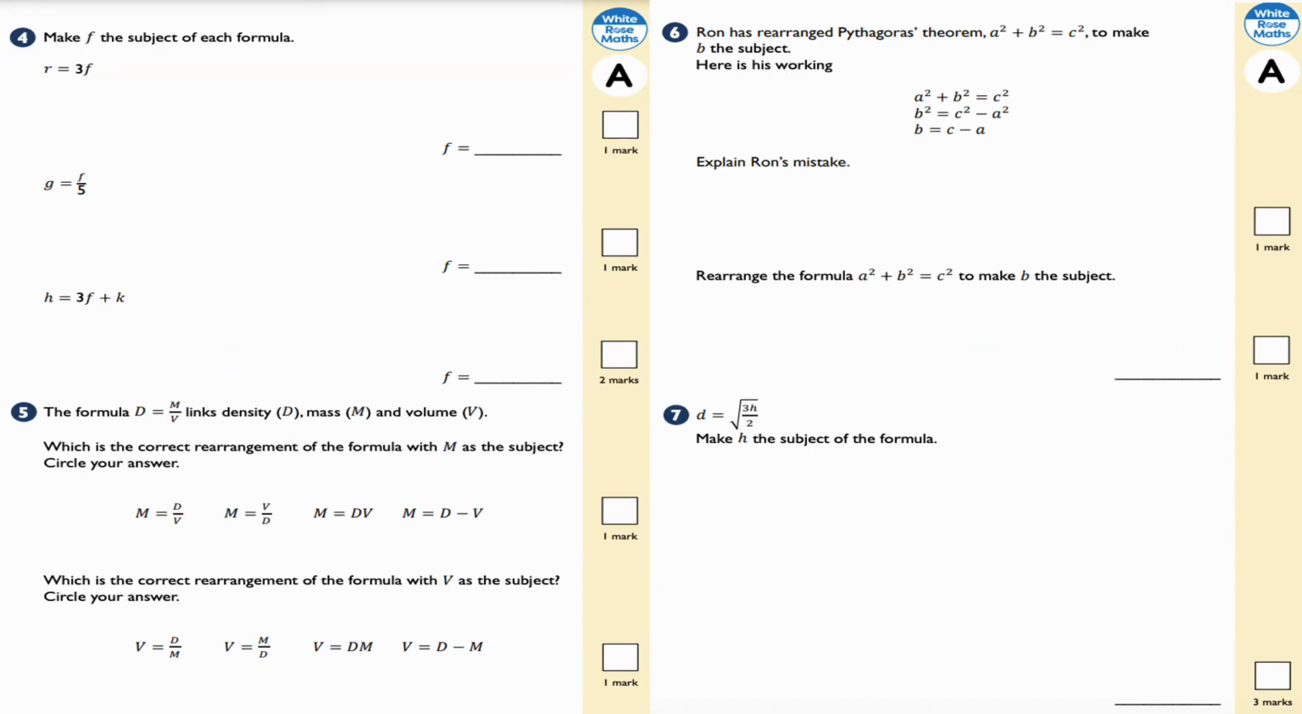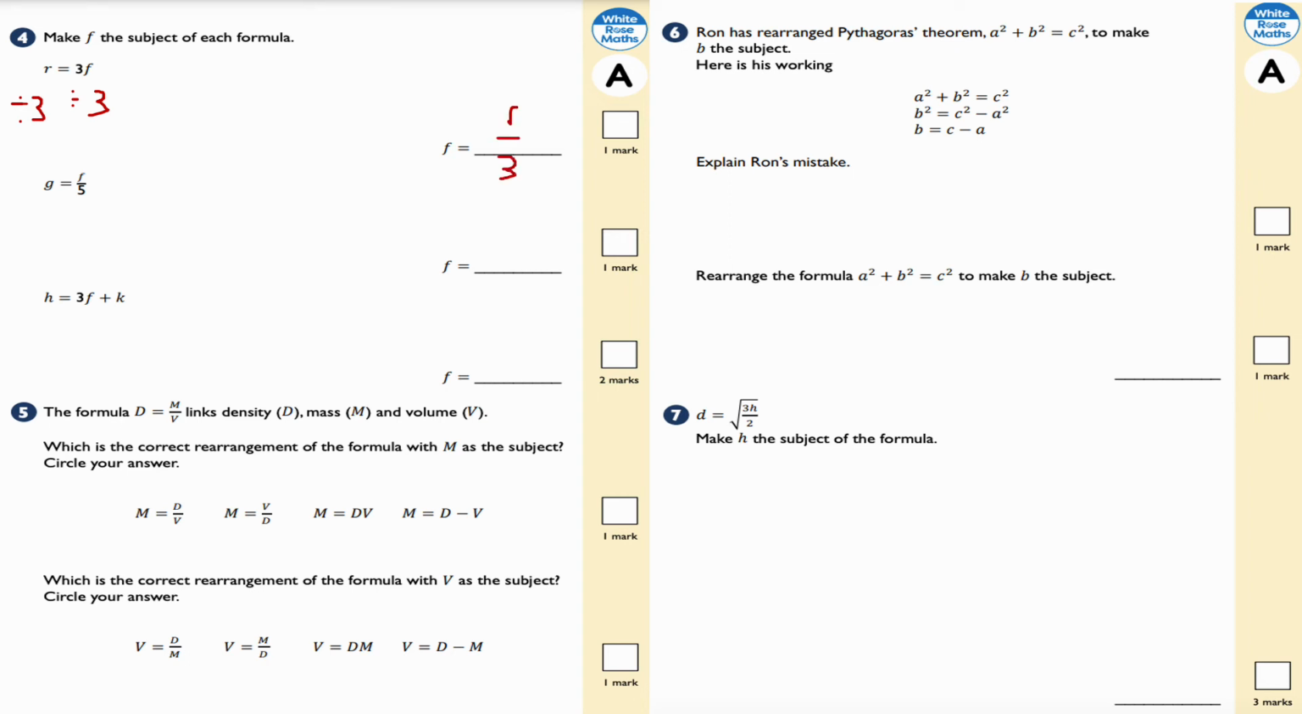This is question number 4. Make f the subject of each formula. R is equal to 3f. Divide it by 3 because 3f means 3 times f. So divide it by 3. I get f is equal to r over 3.